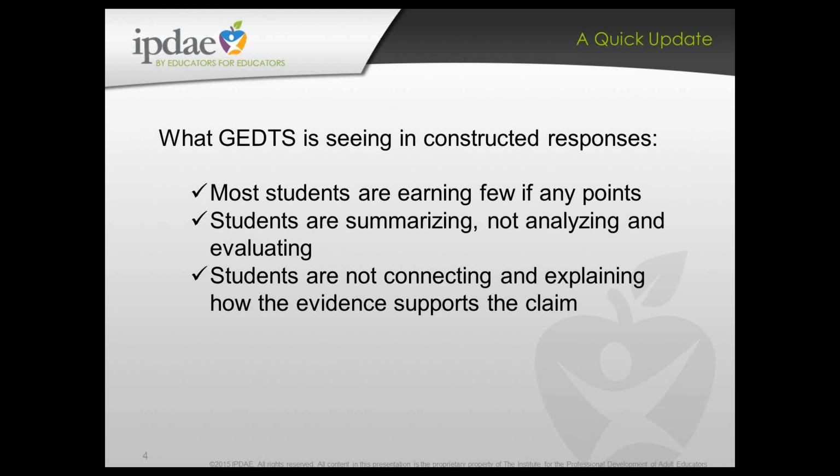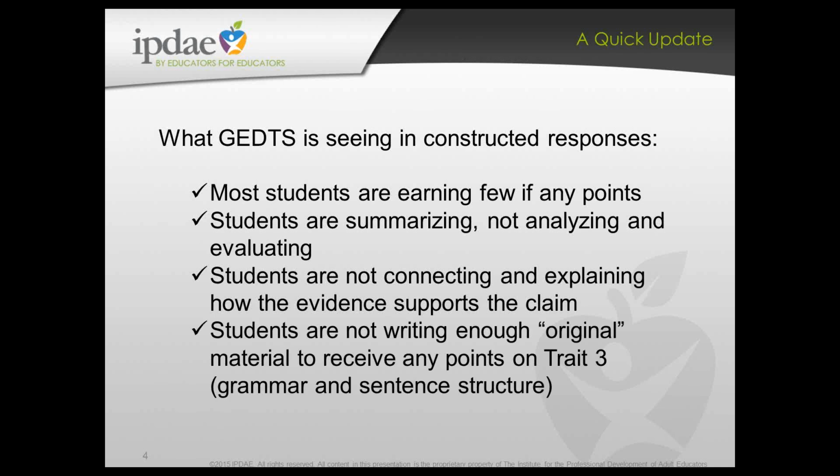They're not explaining anything. They may give some evidence, but then they don't connect it back to show why it's important for the claim itself. And last but not least, they're not writing enough original material. In other words, they're lifting a lot of text from the stimulus, and as a result, there's not enough there for the automated scoring engine to actually score it for grammar and sentence structure. So it comes down really to two items. They're not writing enough, and they're not answering the question.